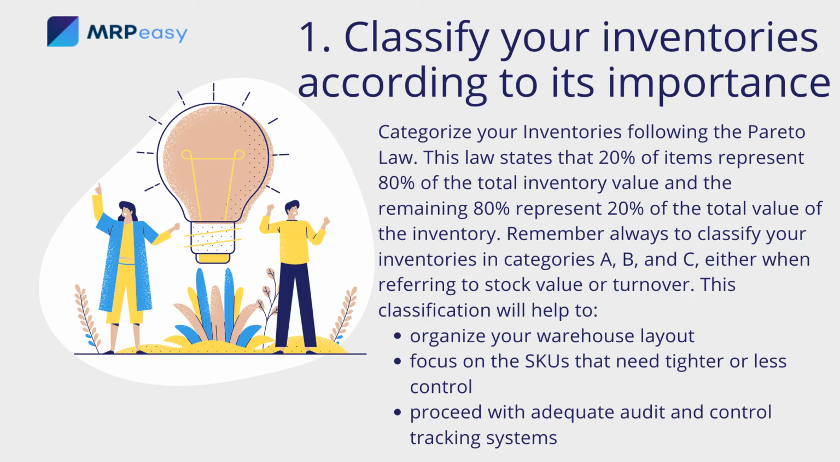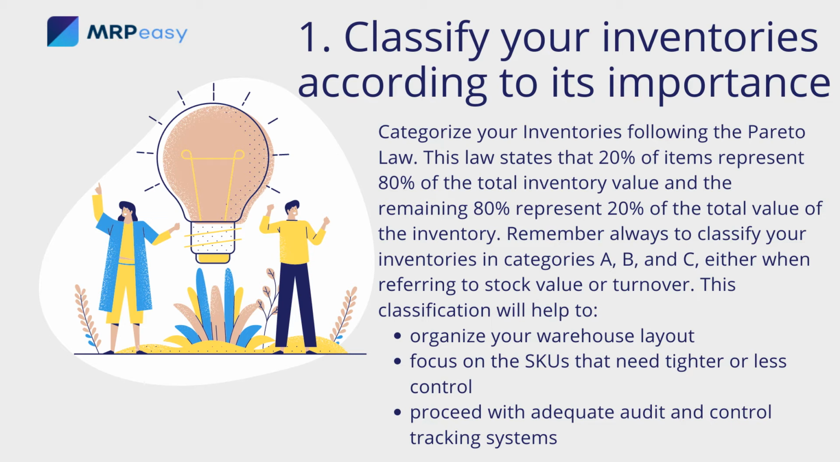Following good practices is recommended when managing the SKUs. Let's see some of the best practices to follow and ensure optimal use of the inventories. 1. Classify your inventories according to their importance. Categorize your inventories following the Pareto law. This law states that 20% of items represent 80% of the total inventory value, and the remaining 80% represent 20% of the total value of the inventory.